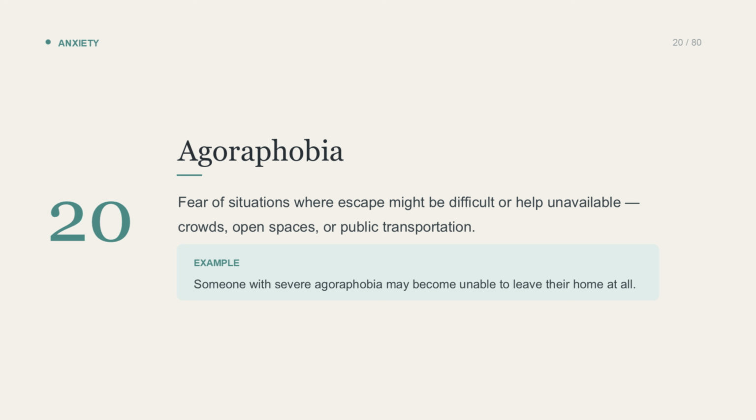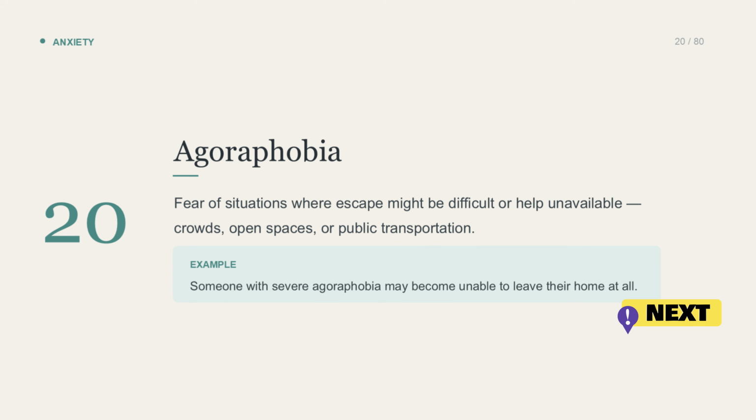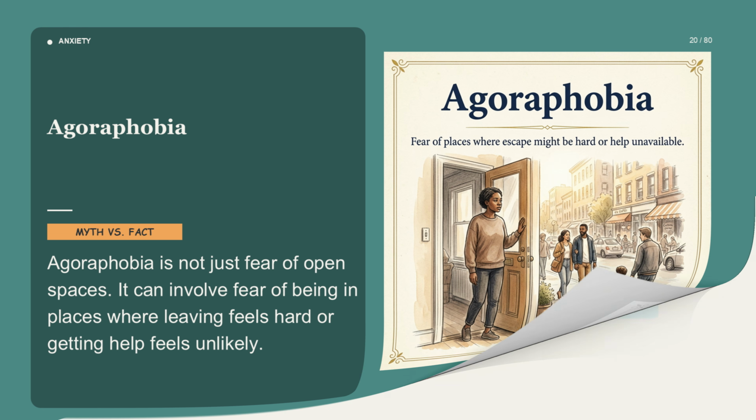20. Agoraphobia. Agoraphobia is the fear of being in situations where escape might be difficult or help unavailable if something goes wrong, such as crowds, open spaces, or public transportation. For example, someone with severe agoraphobia may become unable to leave their home at all.